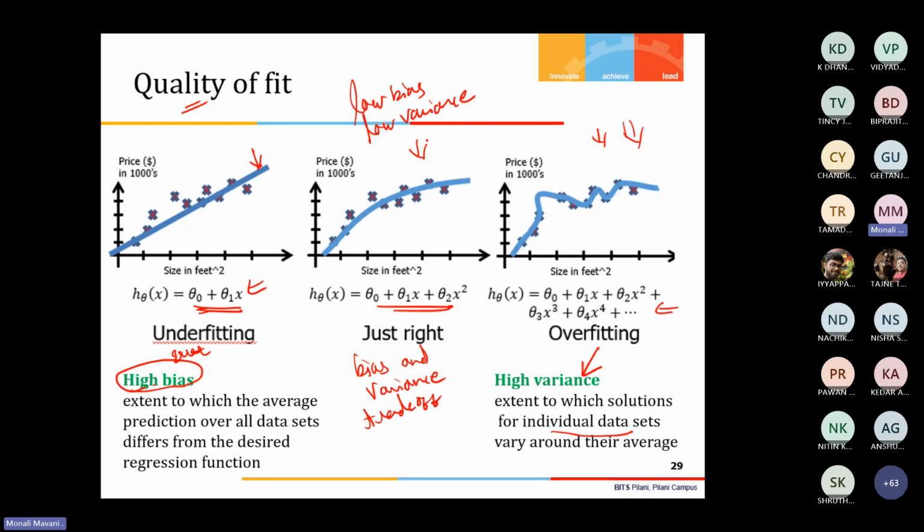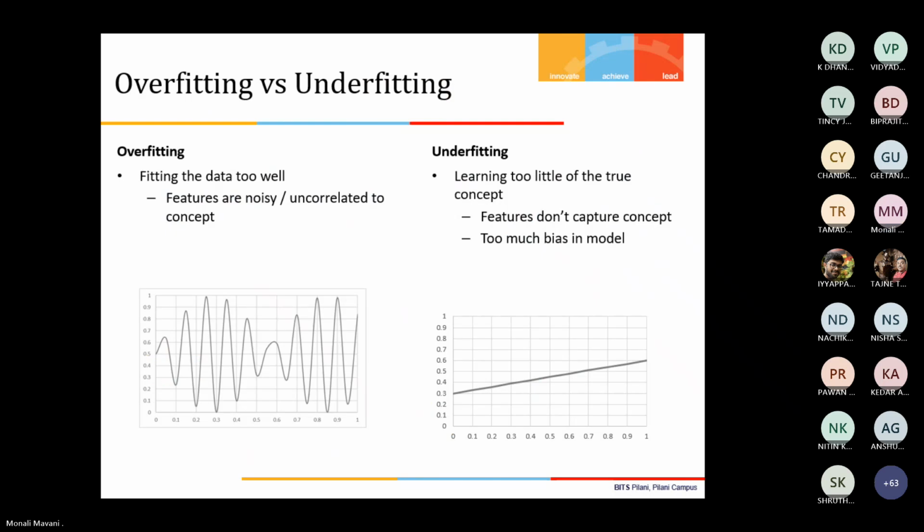Then we are going back to the middle one. Even the low bias is okay because it is having a low variance. So that's the relation between underfitting, bias, overfitting, variance. And the just right model will have low bias and low variance.